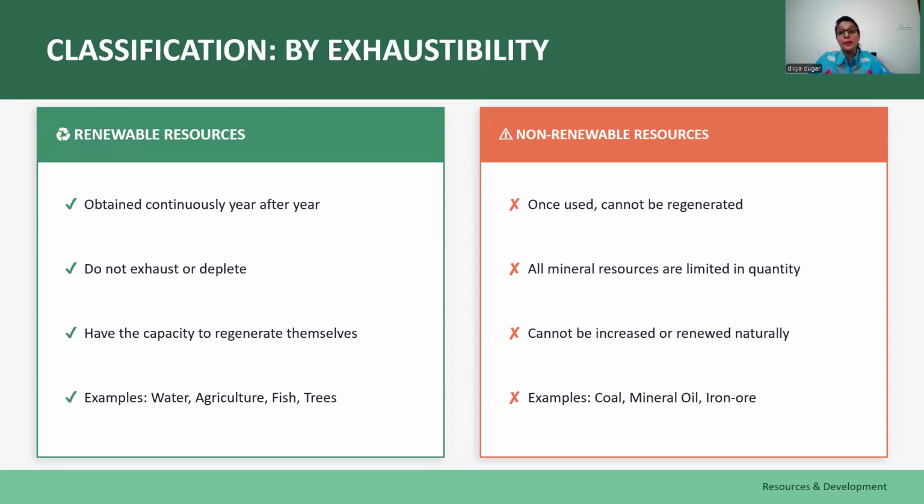Now, non-renewable means once they are finished, we cannot renew them. We cannot regenerate them, right? Like coal, mineral oil, iron ore. Once they are over, we cannot renew them. That is why we have to use them in a very judicious manner. We have to plan and use them so that shortage should not come.